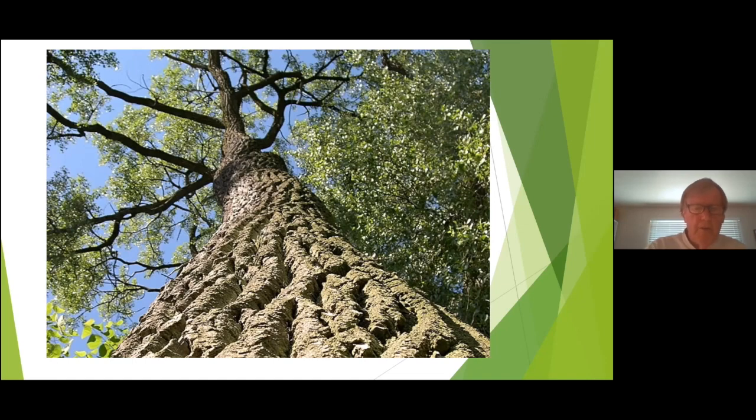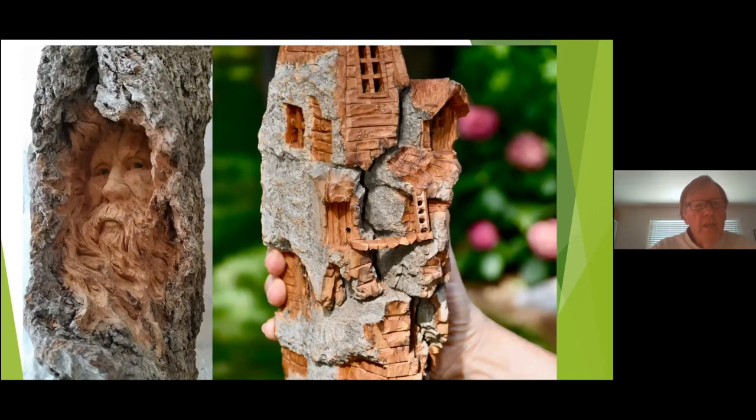And we go from there to this. And these are bark carvings. And they're only bark and phloem that they're working with. And sometimes they refer to these as wood spirits, that because they're in the bark there somewhere, all you have to do is find them. And you see these elaborate pictures of faces that come out of the bark, or whole houses with different levels to them and things like that.